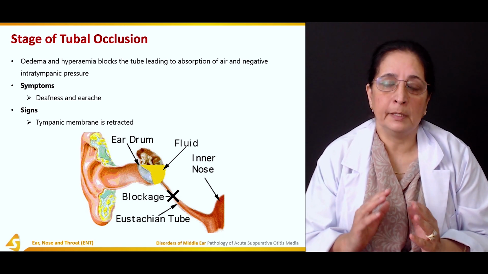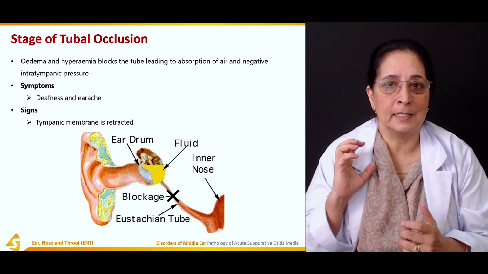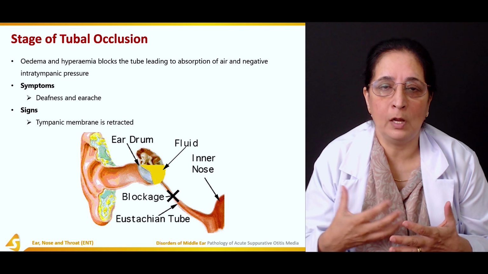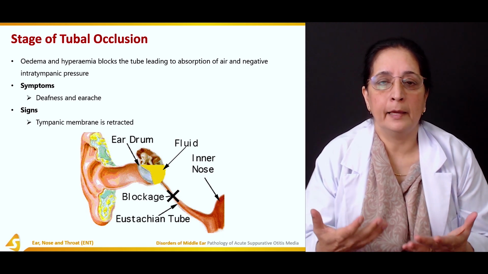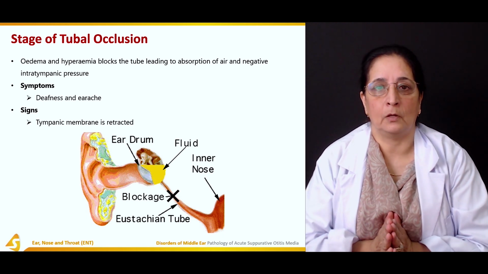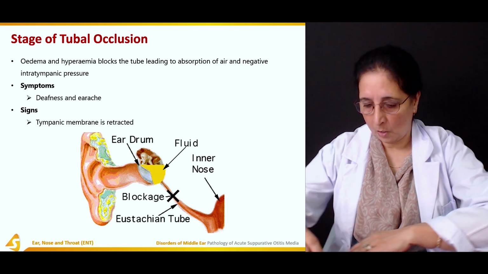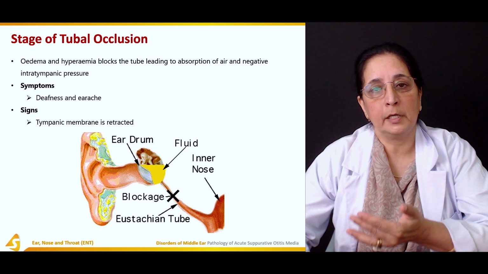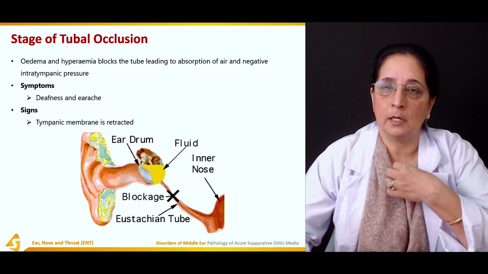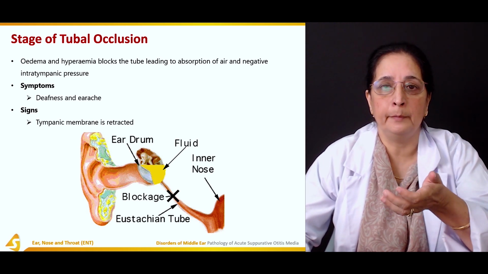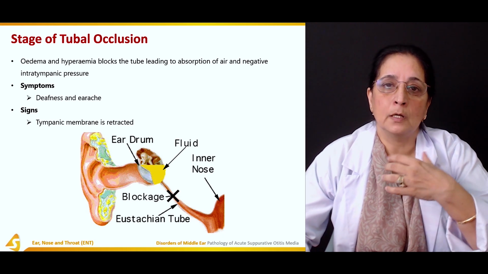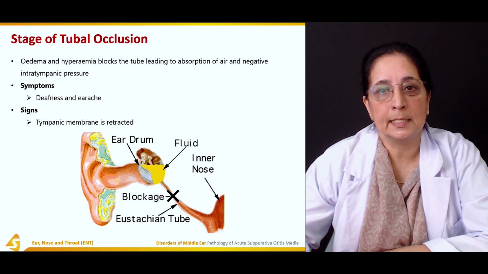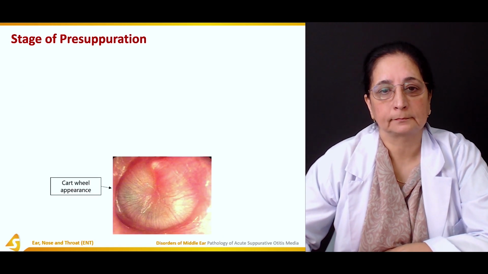The symptoms: the tube is blocked, there is very bad earache, and the patient has fullness and cannot hear anything. Deafness is there also. So this is tubal occlusion, eustachian tube occlusion or blockage, maybe due to edema, swelling, hyperemia, and it can cause absorption of the air and negative intratympanic pressure.